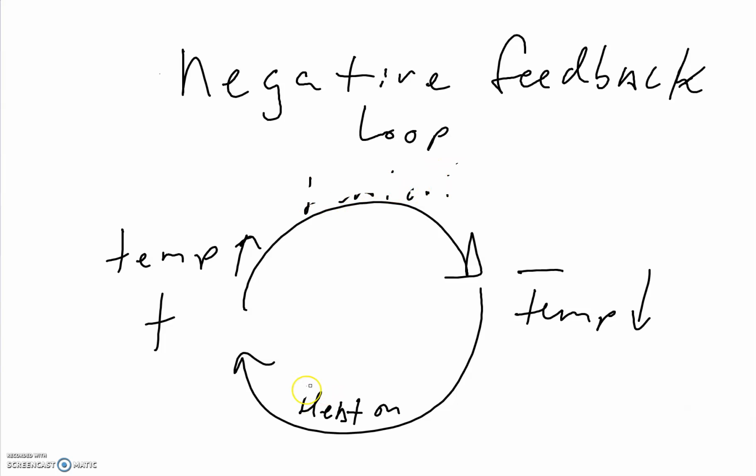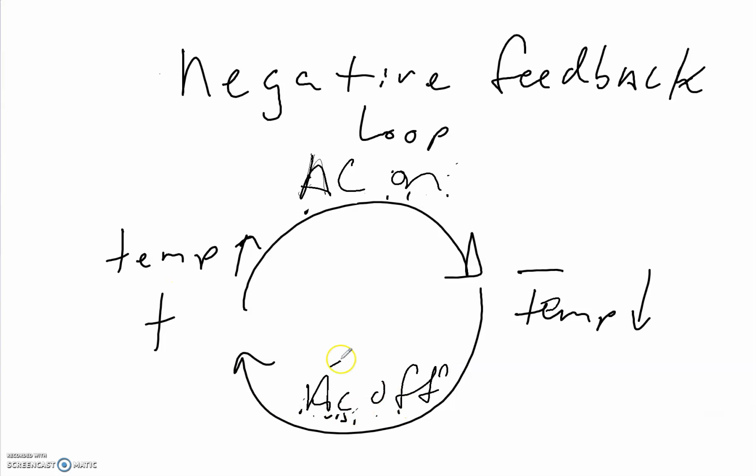So in this case, as temperature increases, as you all know, come summer, we have AC on, right? It brings temperature down. And then once temperature's low enough, we have AC off. Hopefully you're lucky enough to have air conditioning. And then when the temperature starts to increase too far, as we come back around, AC goes on. And as we come back around, temperature decreases, AC turns off.